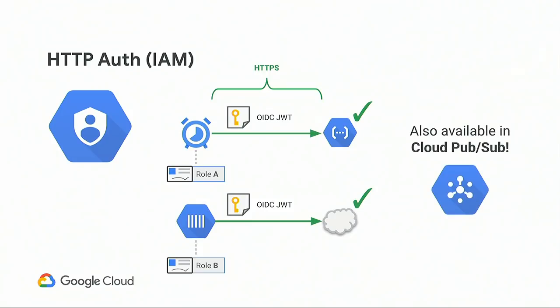I mentioned Cloud Tasks and Cloud Scheduler. This capability is also available as of today in PubSub. So Cloud PubSub has a push subscription, which allows you to push messages to HTTP. Now you can attach an identity to your subscription in Cloud PubSub. When it pushes the HTTP request, the message, it will carry with it a bearer token, an OpenID Connect JWT token.